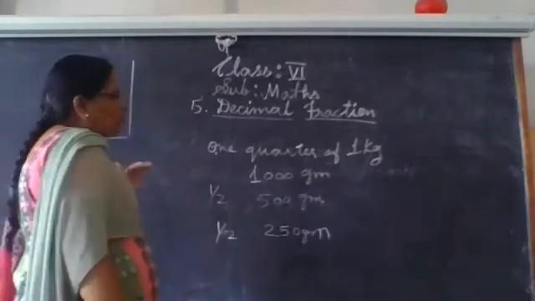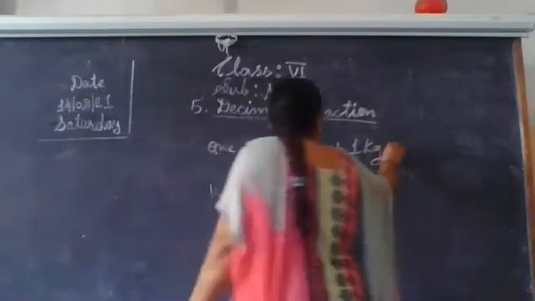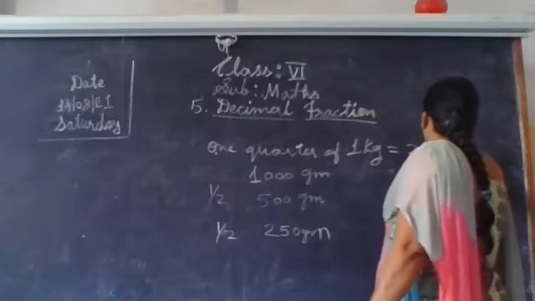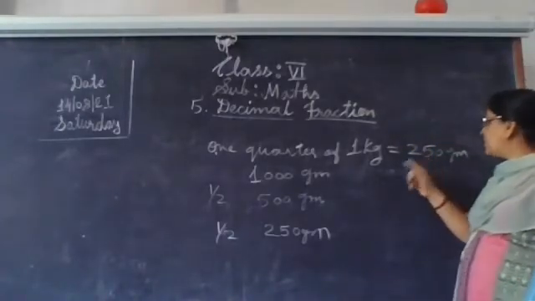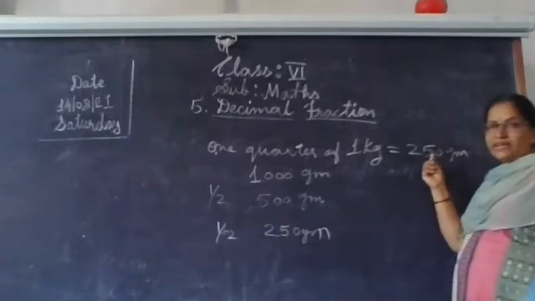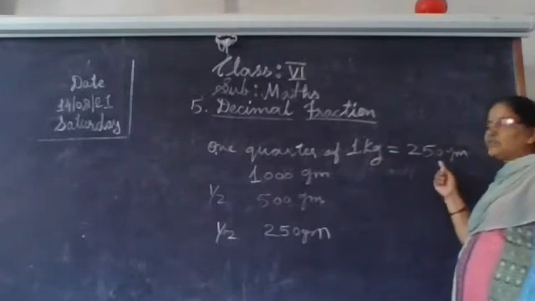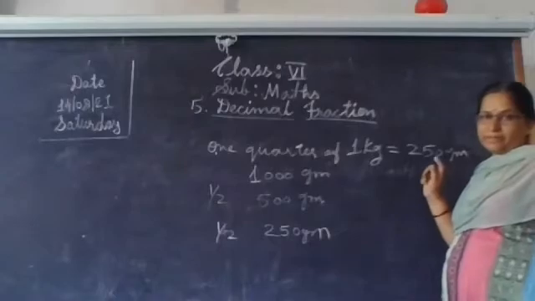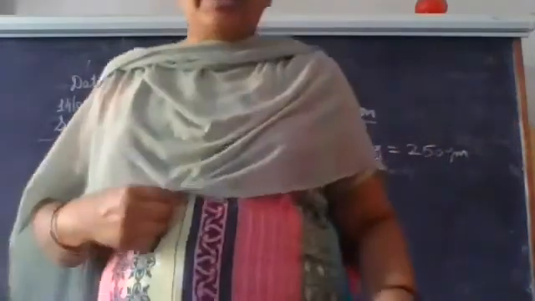So what is the 1/4 of 1 kg? It is 250 gram. So it is not written as 1/4. When you write it in the form of kg or the greater unit, it would be in the decimal part. Okay, so we can say it is a decimal fraction.